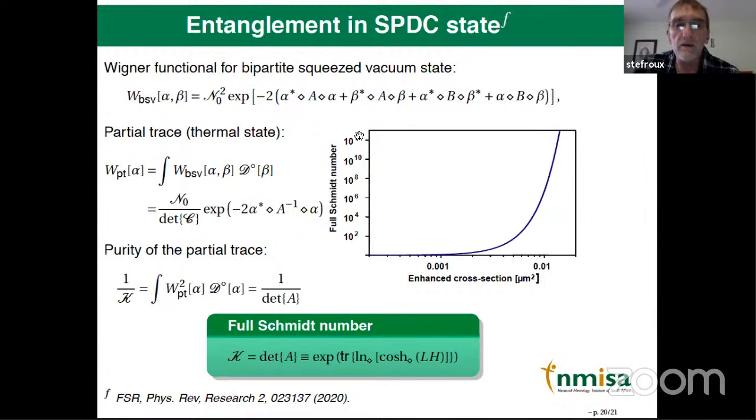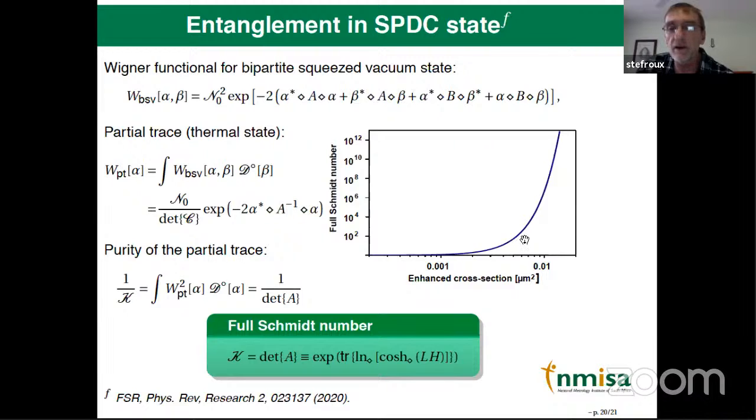And then with the result that we get for this full Schmidt number as a function of basically the squeezing parameter, which is here expressed as the enhanced cross-section. The cross-section is the way that we express the efficiency of the nonlinear process. Enhancement you get by increasing the power in the pump. And here we plot this on a logarithmic curve.